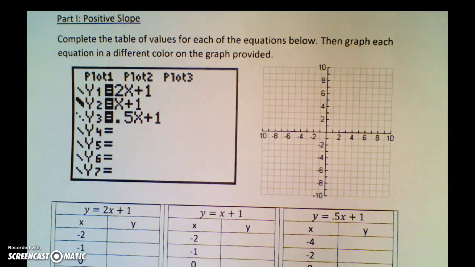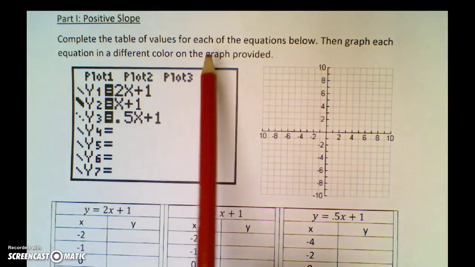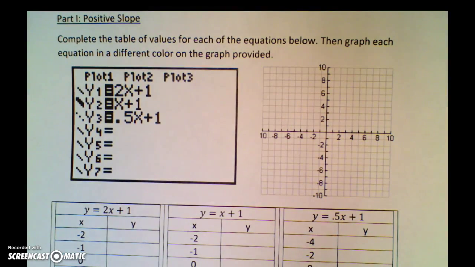Alright, here's station 1. We're going to take a look at positive slope. So it says, complete the table of values for each of the equations below, then graph each equation in a different color on the graph provided. So I'm going to use my calculator to help me get these tables filled out.